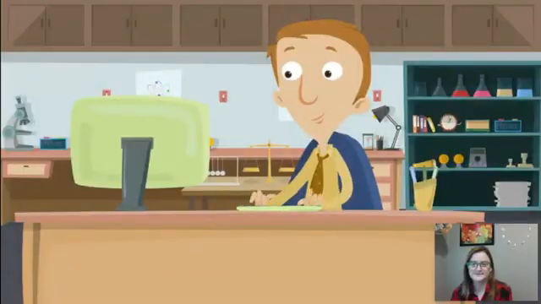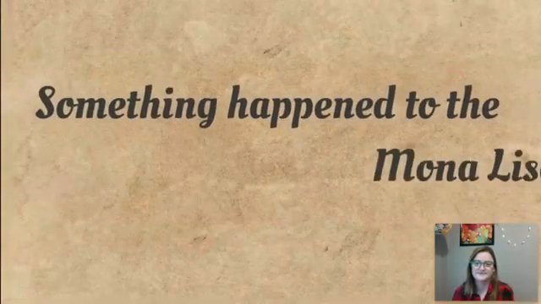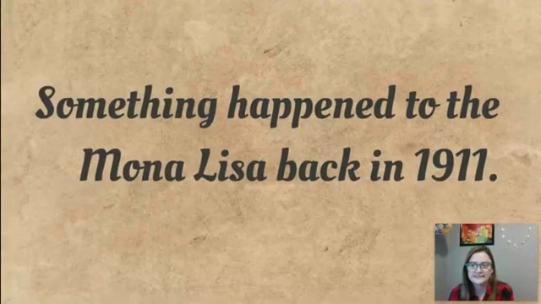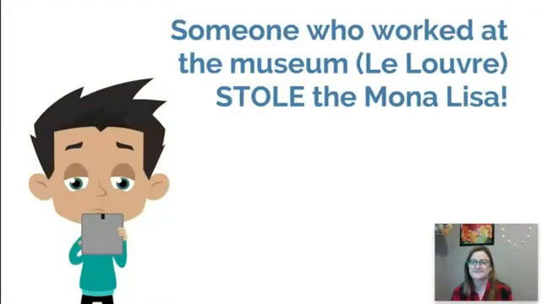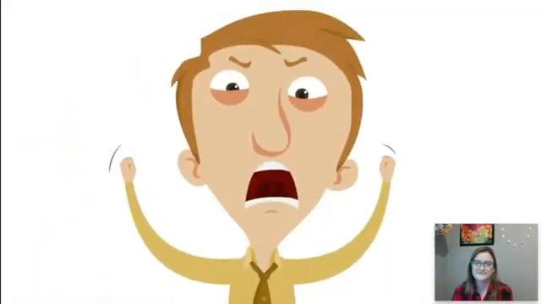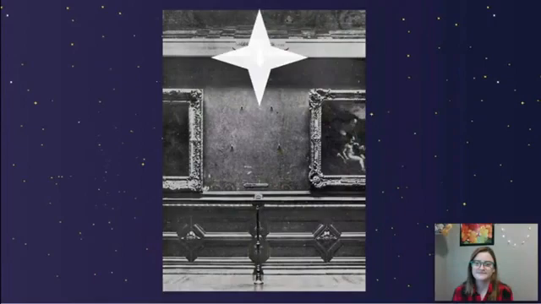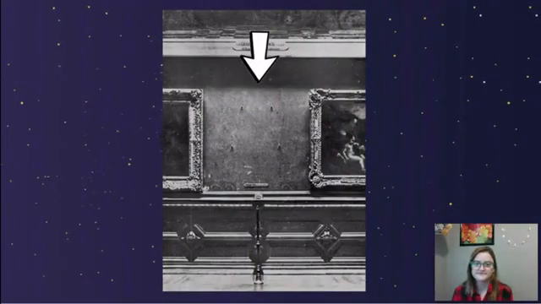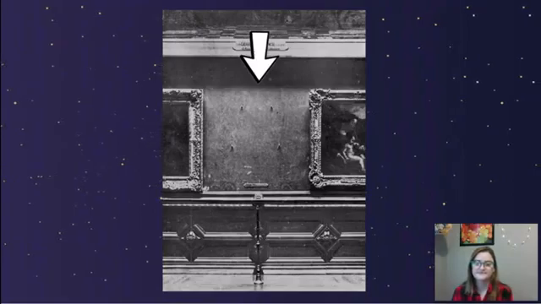You see, something happened to the Mona Lisa back in 1911. That was over 100 years ago. Someone who worked at the museum at Le Louvre stole the Mona Lisa. Stole it. He took the Mona Lisa, hid it in his coat, and left. People were outraged. Here is a picture of what the wall looked like without the Mona Lisa. The wall is so sad with that gap. Oh my goodness.